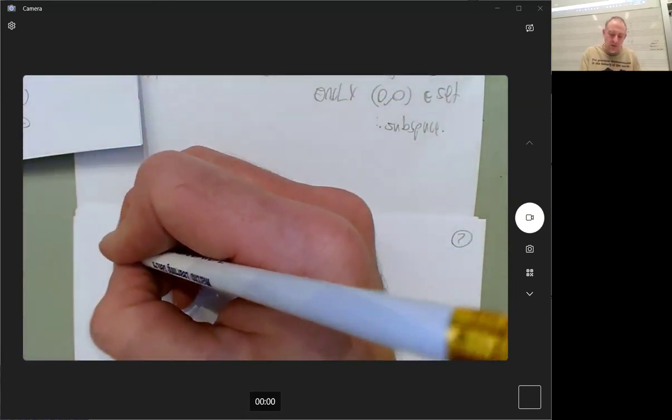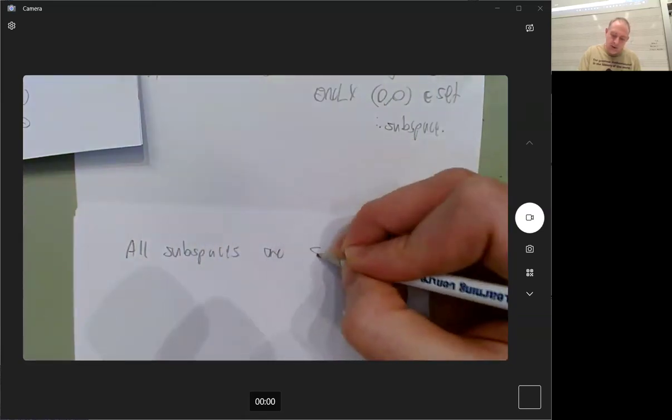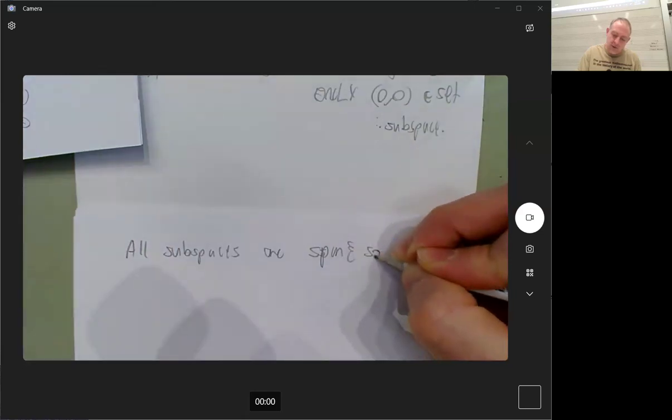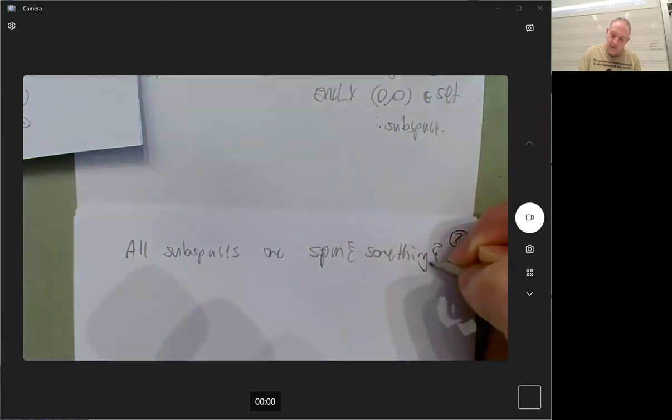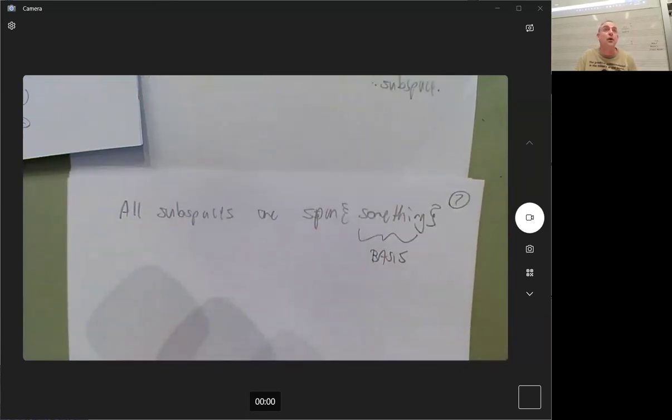So the point of a basis, like all subspaces, are the span of something, and this something is called a basis. That's what a basis is for. Now, batteries not included. Not all somethings that can go in that spot are bases. But that's what the purpose of a basis is, to be the thing that spans your subspace. And there are many ways to choose something that spans your subspace.